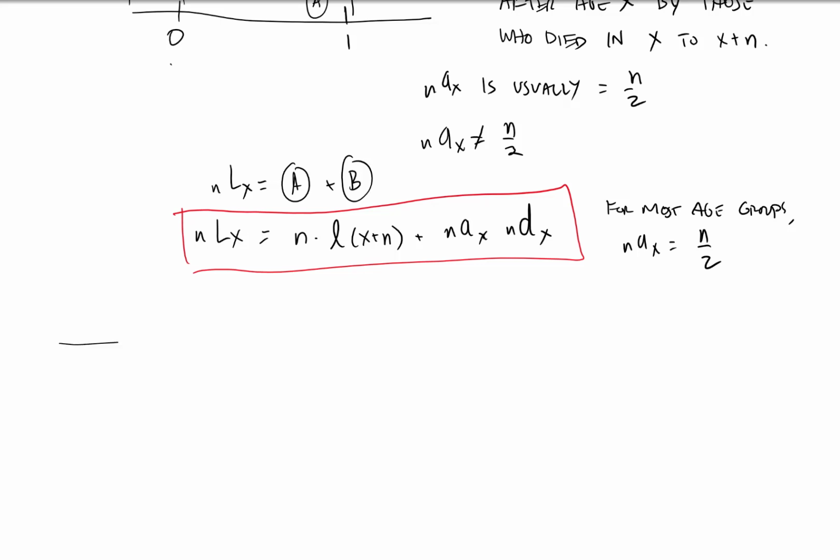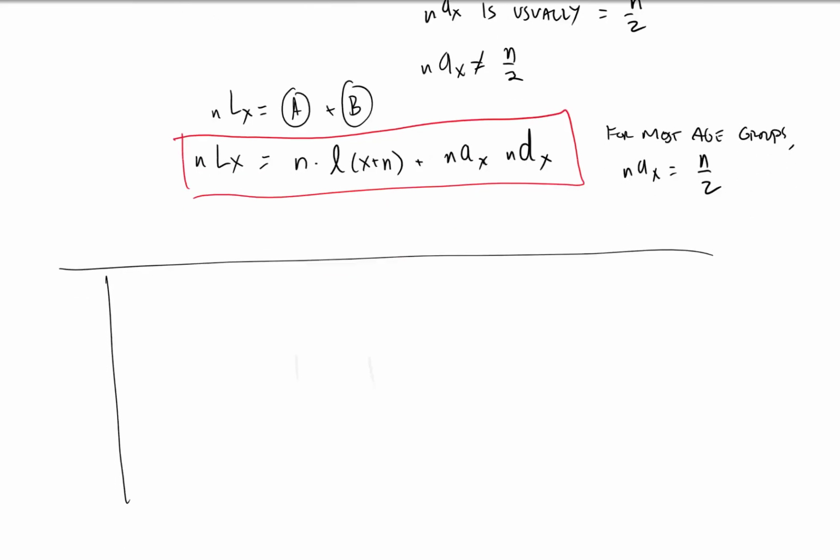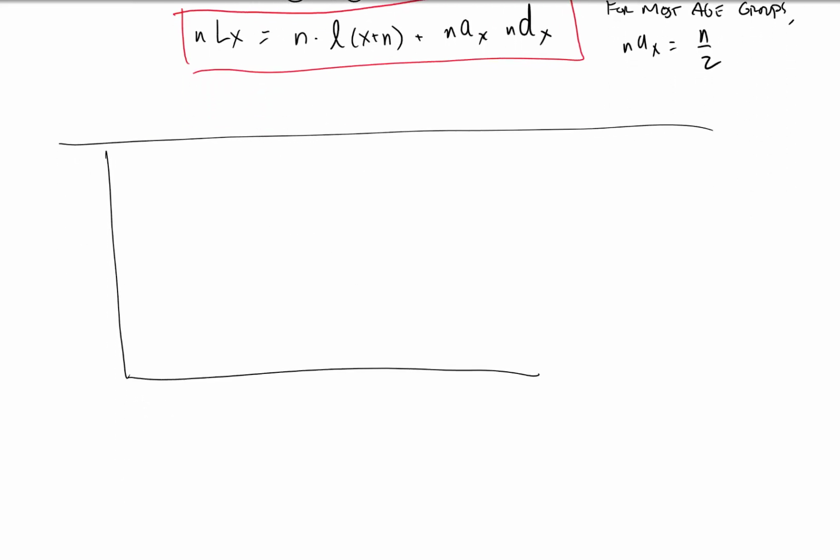Let's draw another picture here. What we have here is our l of x for ages x, x plus n, x plus 2n, x plus 3n, x plus 4n, and so on. So if these were 5-year age groups, it'd be like age 0, 5, 10, 15, 20.